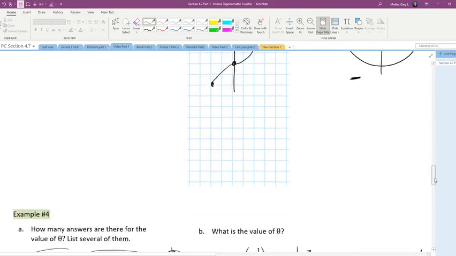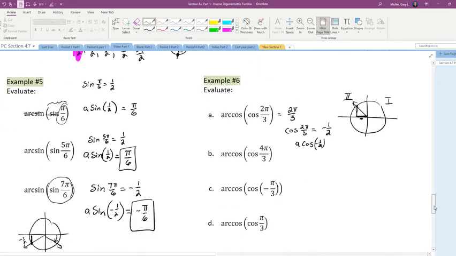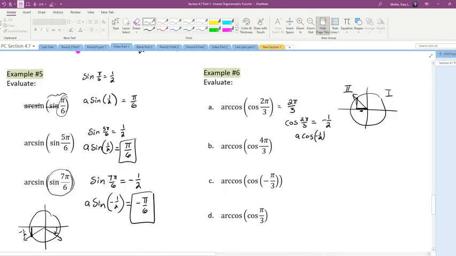All right. I'm going to hope that you're understanding this. Cosine of 4 pi over 3, well, that's going to be down here. That's going to be negative 1/2 again. And we know that when we do the arc cosine of negative 1/2, it's going to give me the answer in quadrant 2. This answer is also 2 pi over 3.